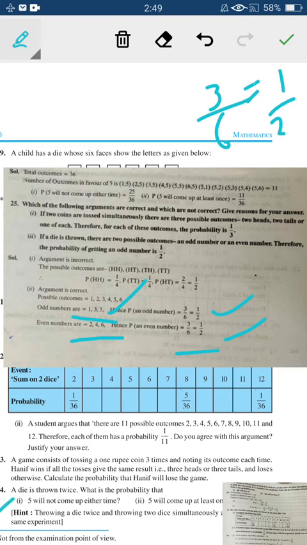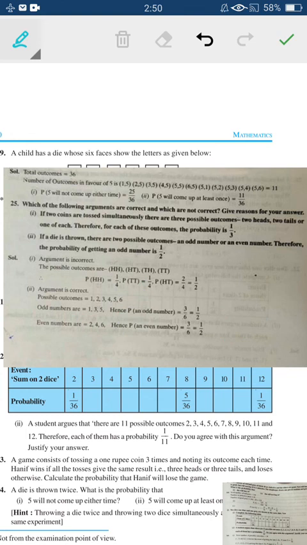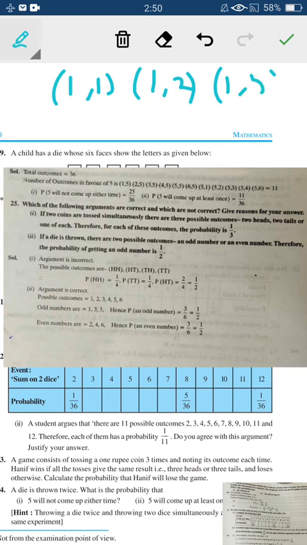Now moving with the question number 24th. I skipped this question, but this question is very, very important. A die is thrown twice. What is the probability that 5 will not come up either time? So you have to mention the sample space first. What is the sample space now? 1, 1, then 1, 2, 1, 3, 1, 4 and so on, which we have done till 6, 6, right?